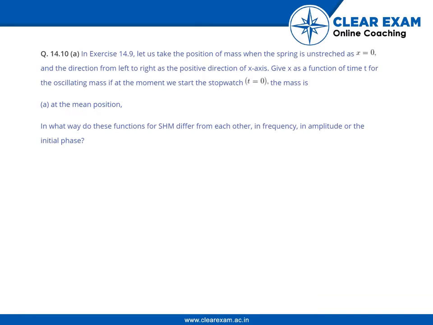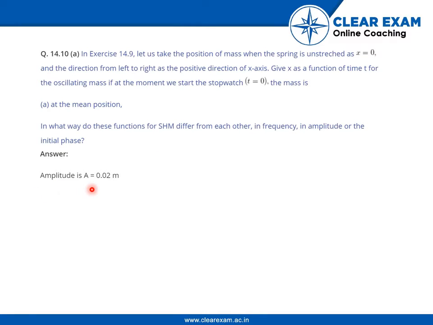Welcome back. So in the previous question, let us take the position of mass when the spring is unstretched as x equals 0 and the direction from left to right as the positive direction of x-axis. Give x as a function of time t for the oscillating mass if at the moment we start the stopwatch, that is when t is equal to 0, the mass is at the mean position. In what way do these functions for SHM differ from each other in frequency, in amplitude, or the initial phase?